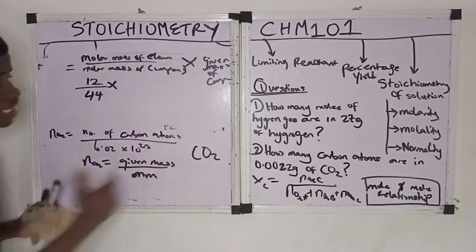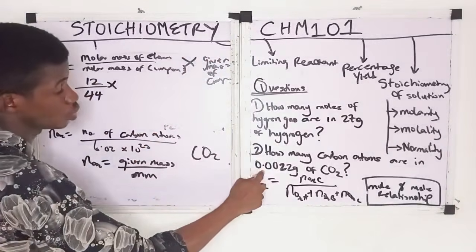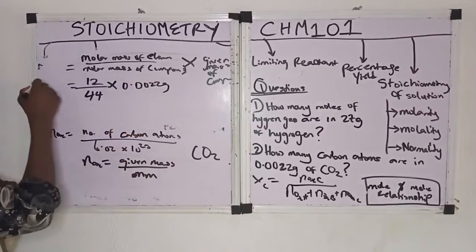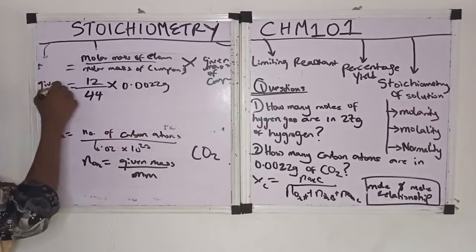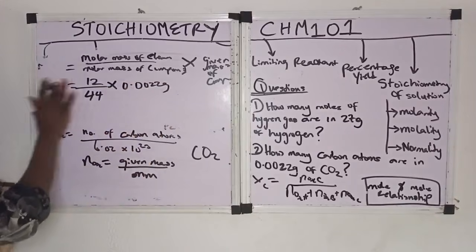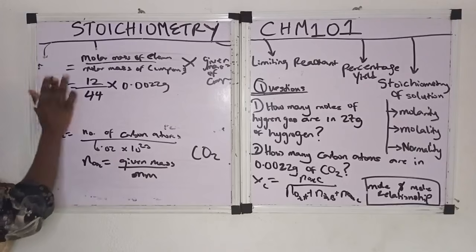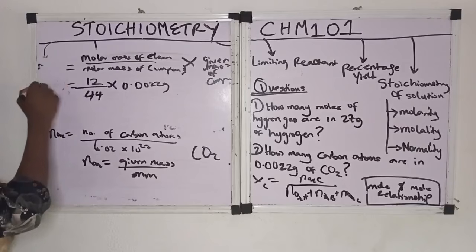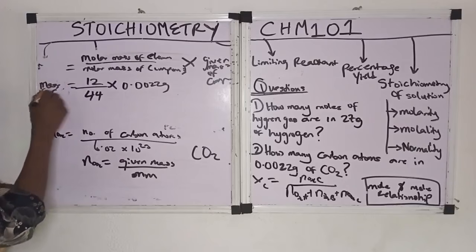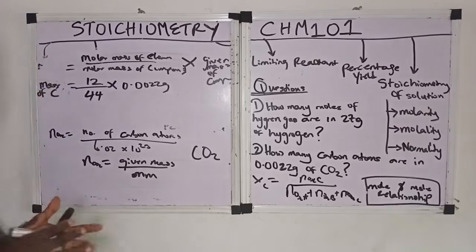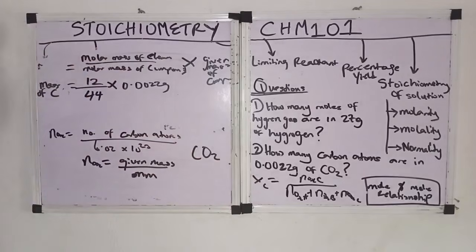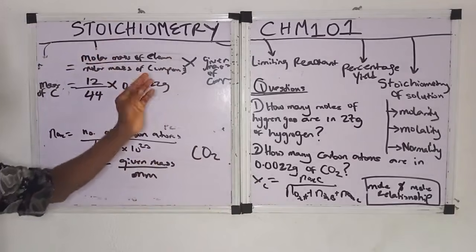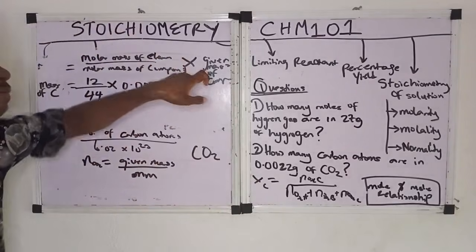Now, what is the given mass of the compound? The given mass of the compound is 0.0022 gram. So 0.0022 gram. We are looking for the mass of carbon, that's what we are looking for. So if a question like this asks you to look for the mass of an element in a compound, just do it like this: molar mass of the element divided by molar mass of the compound, then times the given mass of the compound.